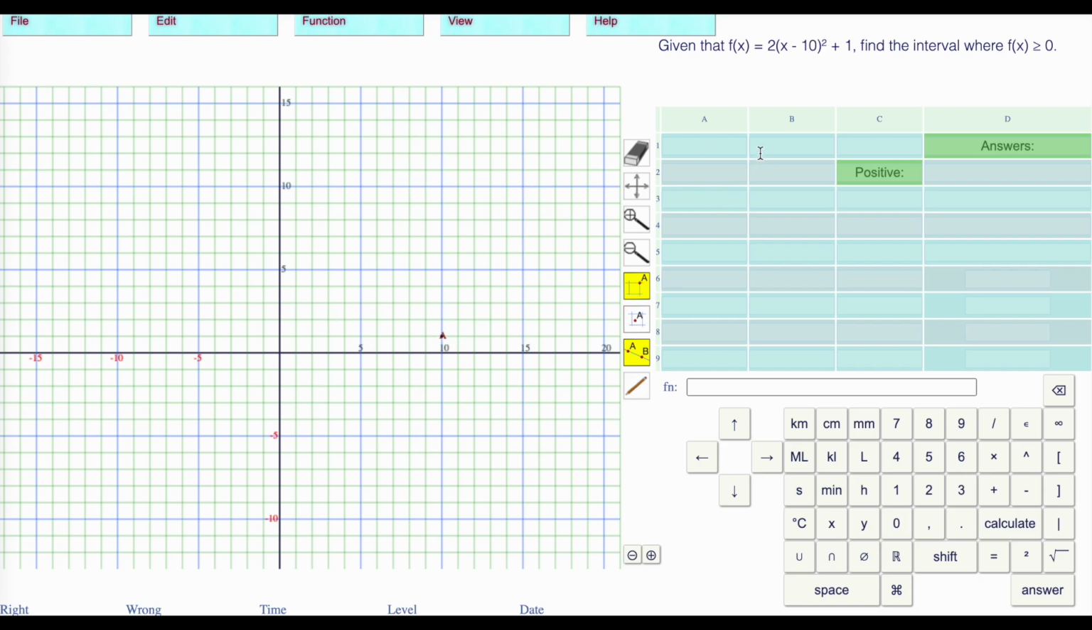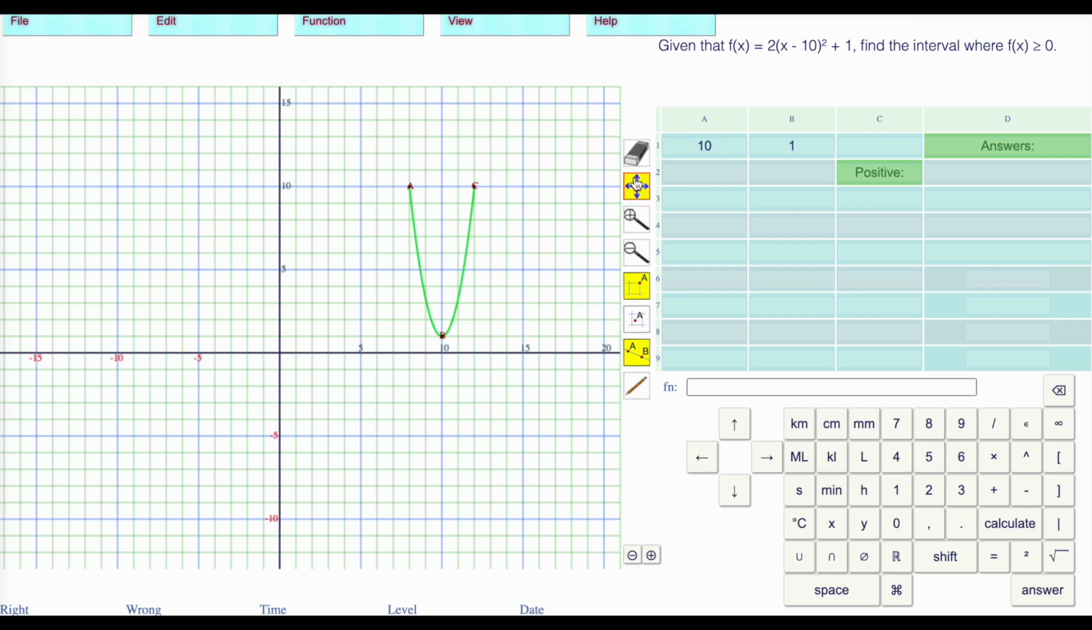Let's get some values on here. You don't have to pick the actual values. I could just go 2 that way and then 2 this way and say, okay, the parabola's going to look something like this. But I'm going to find the exact values. When x equals 10, we get 2 times (x minus 10), which is 0 squared, is 0, plus 1 gives us 1. So (10, 1).